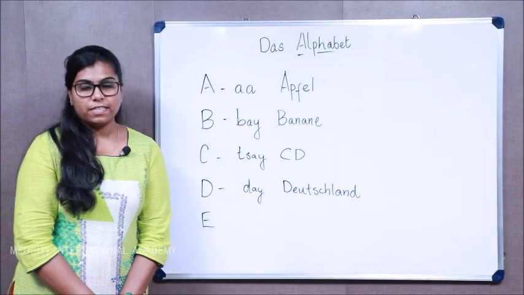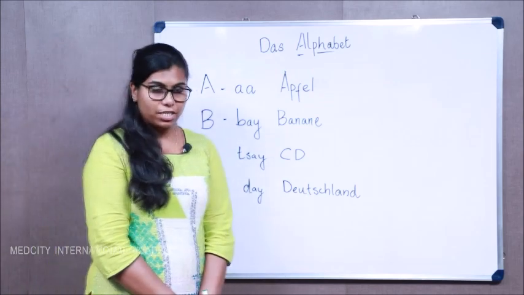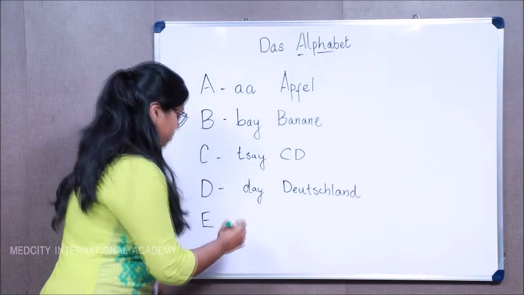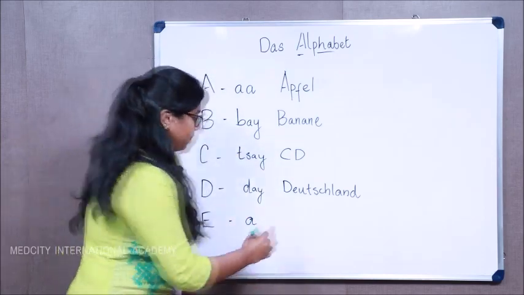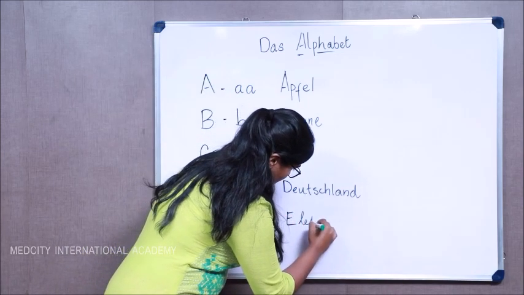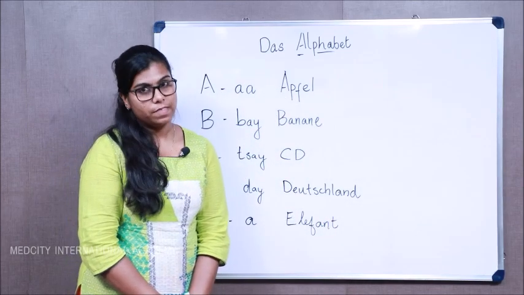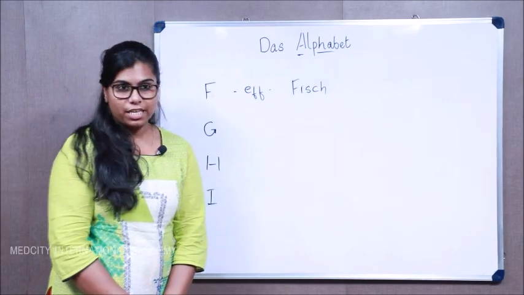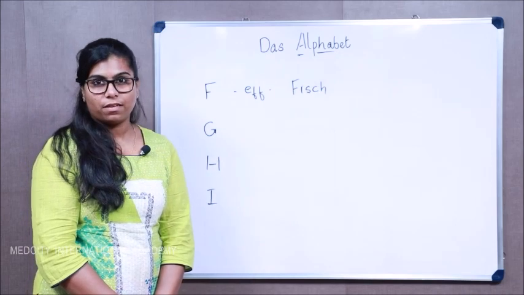The next letter is E. We pronounce it as E in English and in German, A. For example, elephant, same as elephant. This word fish is same as English fish, but there is only a spelling difference.